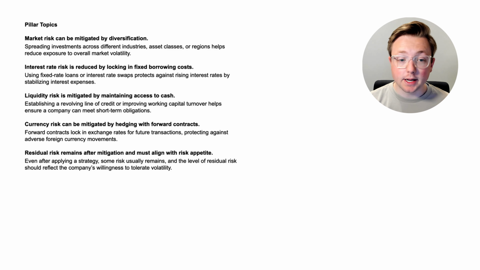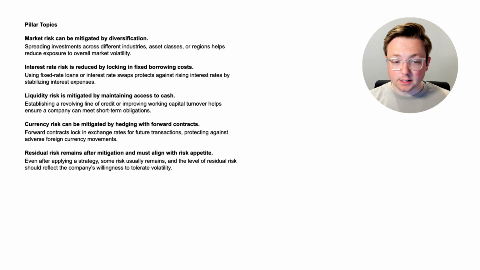Now let's talk about interest rate. Interest rate risk is reduced by locking in fixed borrowing costs. Using fixed rate loans or interest rate swaps protects against rising interest rates by stabilizing interest expenses. And now let's talk about liquidity risk. Liquidity risk is mitigated by maintaining access to cash, and that makes sense. You want to have liquid assets. Establishing a revolving line of credit or improving working capital turnover helps ensure a company can meet short-term obligations. So again, we didn't talk about every single strategy that has to do with liquidity risk, but that's one of the ones, is having a revolving line of credit depending on the company's needs.